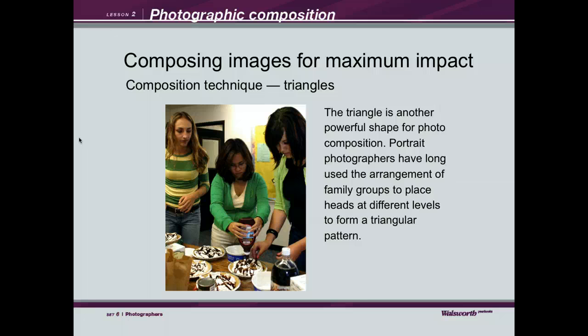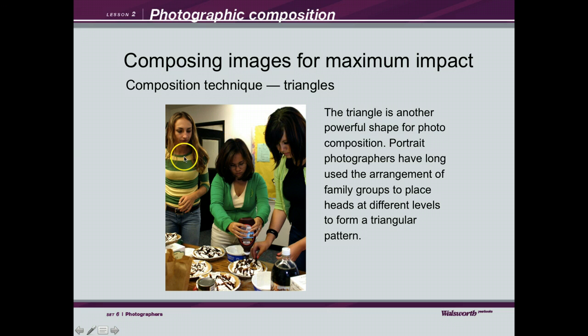Our last compositional technique is called triangles. This is another powerful shape for photo composition. Notice that, if we draw a line from this young woman's head to this young woman's head and then down to this young woman's head, we have drawn a triangle. This is a pattern here that again helps to create a strong visual compositional technique.